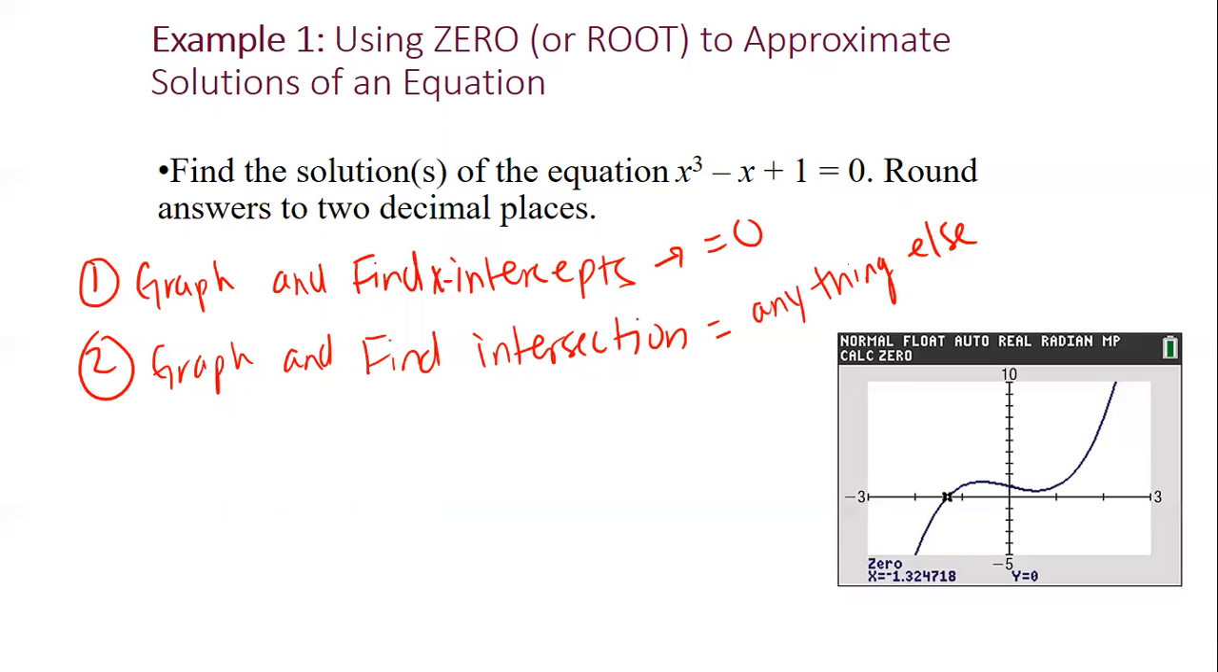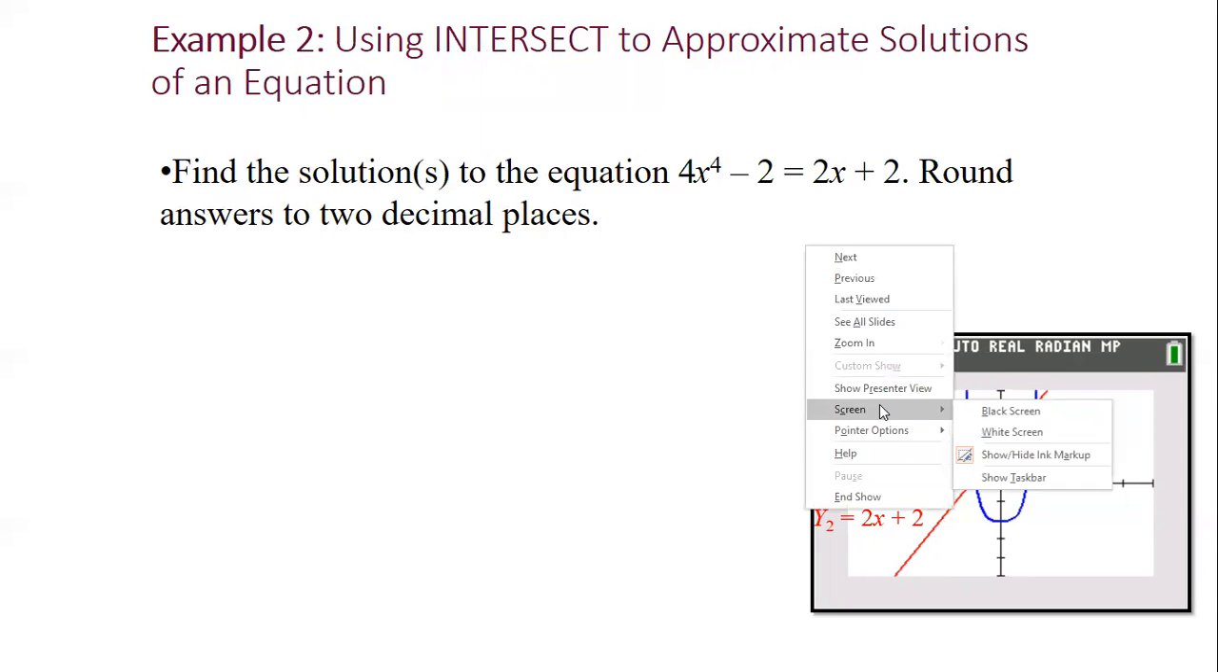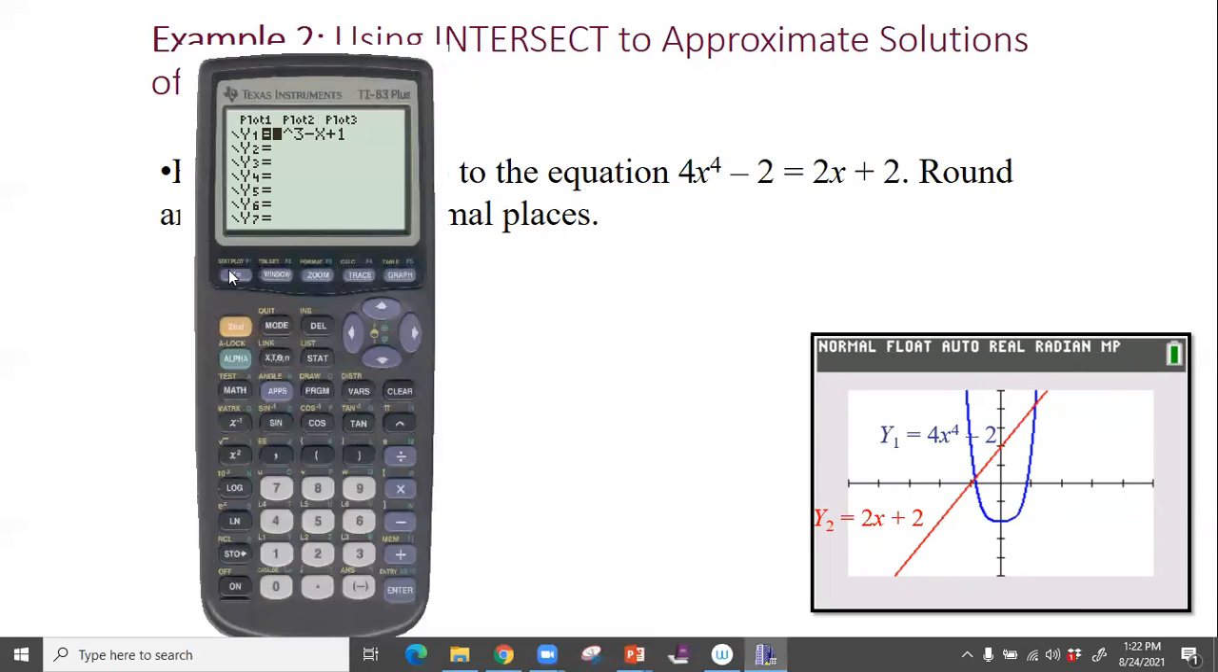You're going to put in both parts of it. So notice on this one, we have 4x to the 4th minus 2 equals 2x plus 2, right? Am I equal to 0 anymore? No. So method number 1 isn't going to work. So we're going to have to do method number 2.